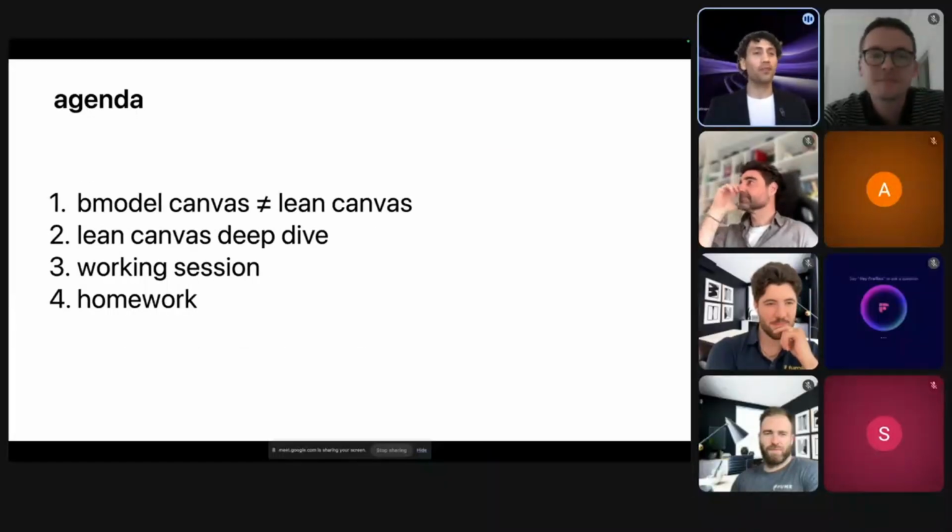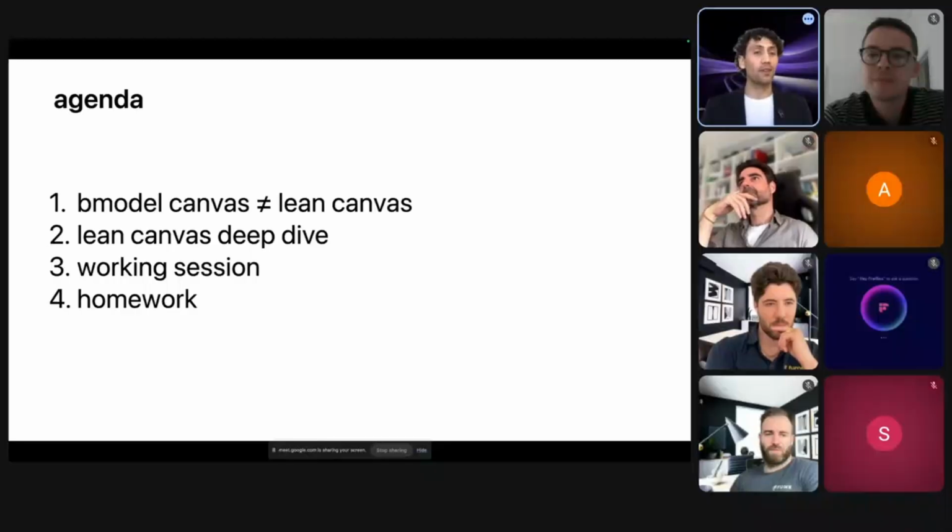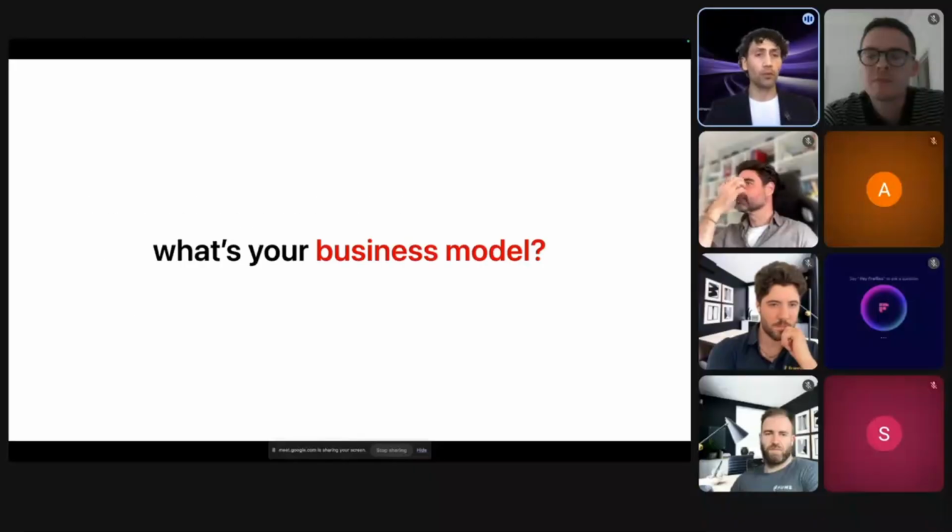A quick agenda for today. I'm going to tell you the difference between the business model canvas and the lean canvas, which we're using today, and then deep dive into the 9 boxes, and then make it practical so you can work on your lean canvas if you didn't have time to do it before, and then we discuss together and brainstorm about your business model canvas. And then we end up with some homework for you.